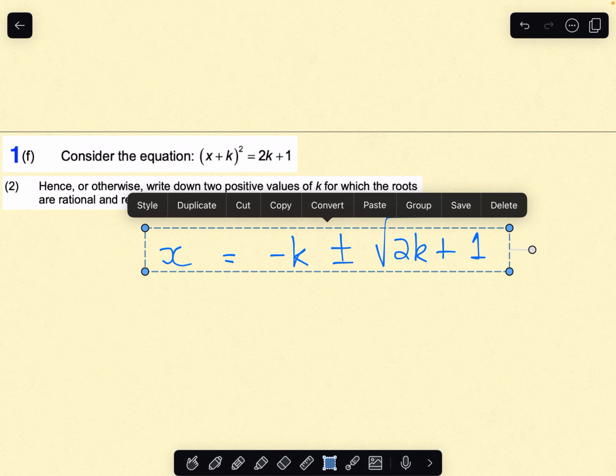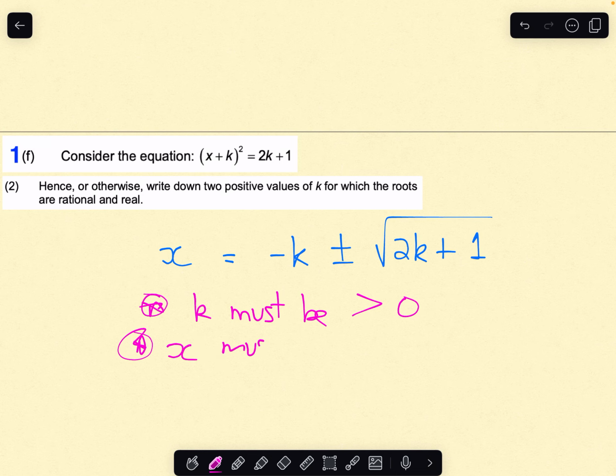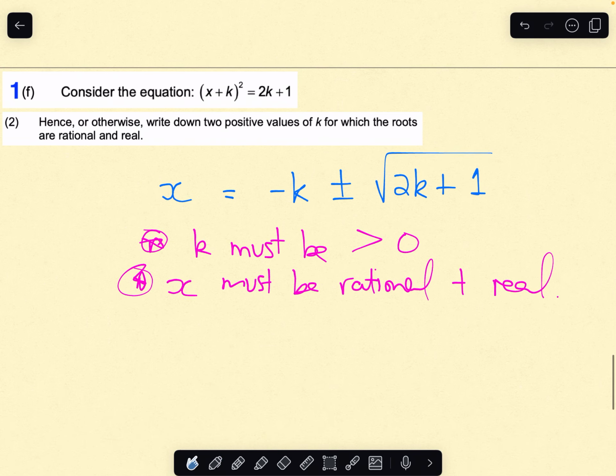Anyway, so k must be positive, so that's requirement number 1. Requirement number 2, minus k plus, okay, there's no need to write out that whole expression. x must be rational and real.